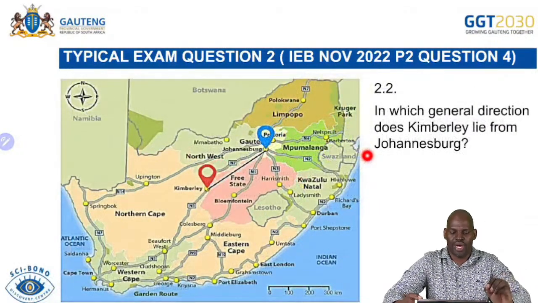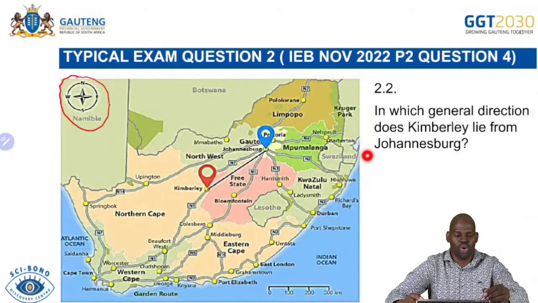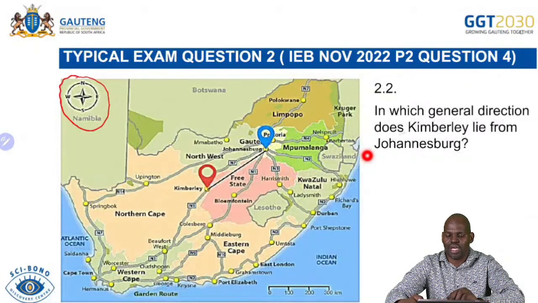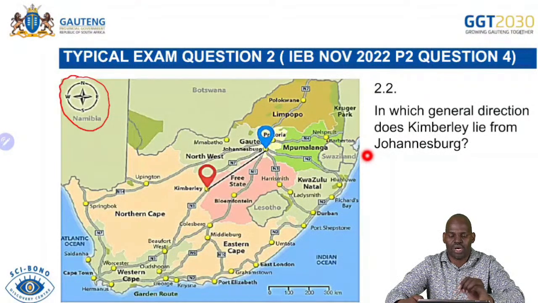Right. Then the next question, in which general direction does Kimberley lie from Johannesburg? Now we have to look for our compass. If we look around the map, there is our compass. It shows north, east, south and west. They say, in which general direction does Kimberley lie from Johannesburg? It means if we are in Johannesburg, where is Kimberley?